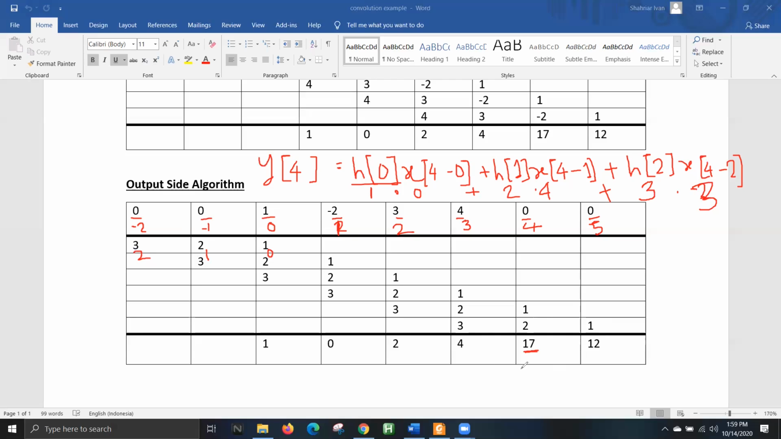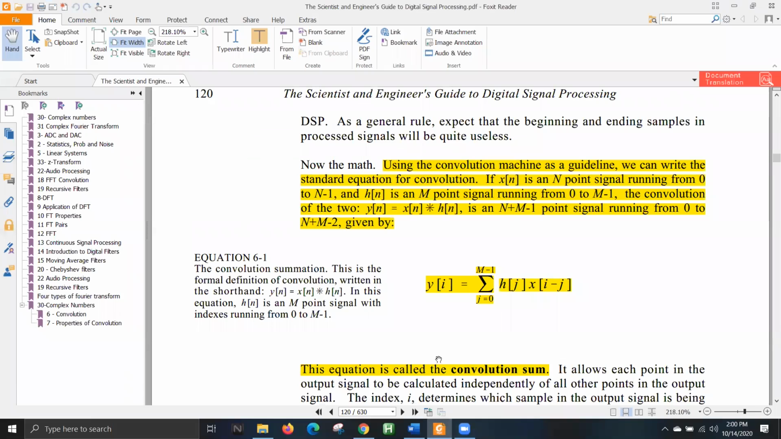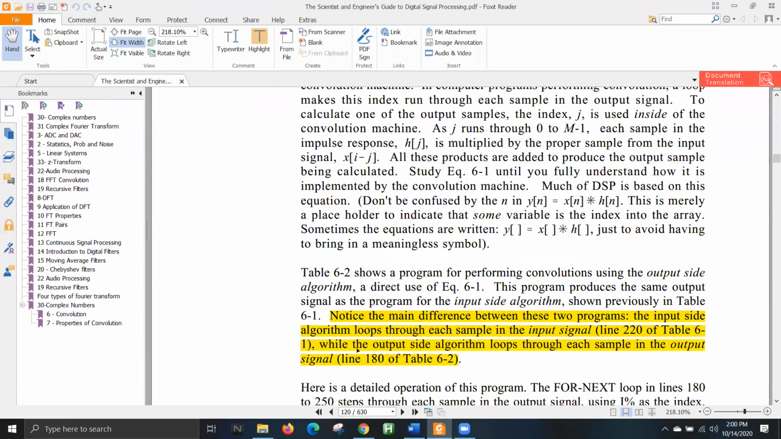So this is easier. That is why I always mention to use output side algorithm instead of the input side algorithm in these kinds of scenarios where you have to find any particular sample of the output signal. So this is more useful in this case, the output side algorithm. This is easier than input side algorithm. But the ultimate thing is the result will be the same, no matter which algorithm you use. Okay. So that was all about the mathematics of the two algorithms, how the mathematics of convolution is performed.